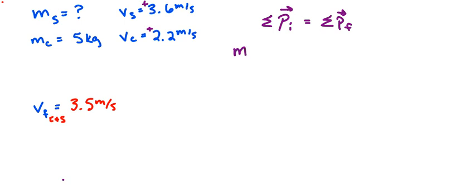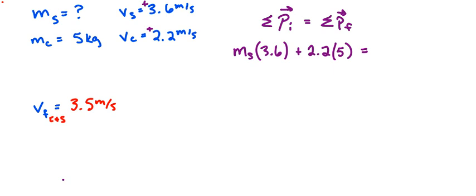So at the beginning of this, we have the mass of the salamander times 3.6, or 3.6 m. We have 2.2 times 5. That is the momentum of the carp. And whatever momentum the system has at the beginning, since this is a closed system, at the end of this collision, they should have an equal amount of momentum.